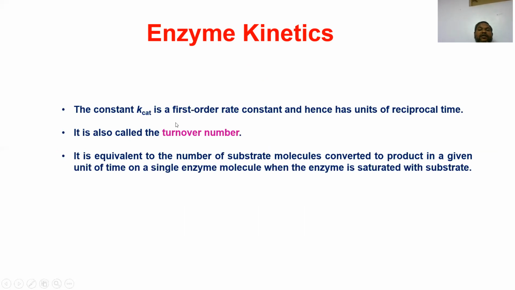Kcat is a first order rate constant, so hence the unit of Kcat is the reciprocal of time, so per second. It is also called the turnover number. Turnover number can be 10, 100, and up to 1,000, even more than thousands. It is equivalent to the number of substrate molecules converted to product in a given unit of time on a single enzyme molecule when the enzyme is saturated with the substrate.